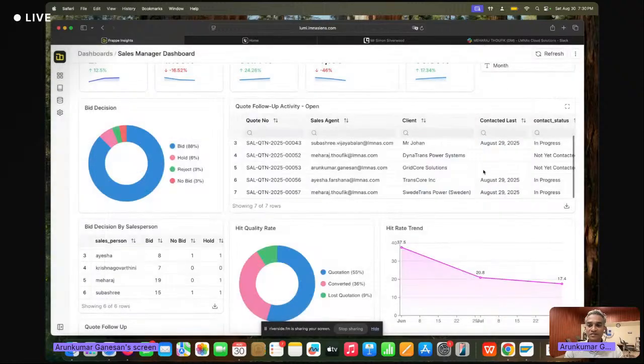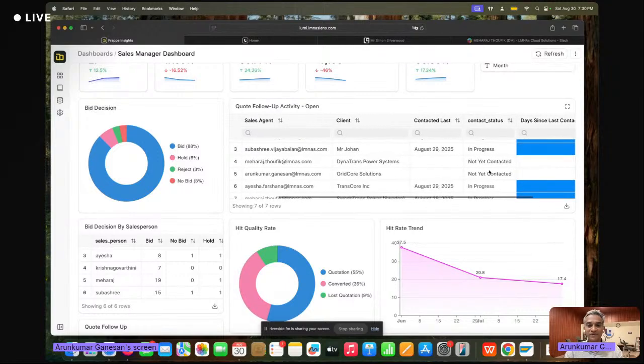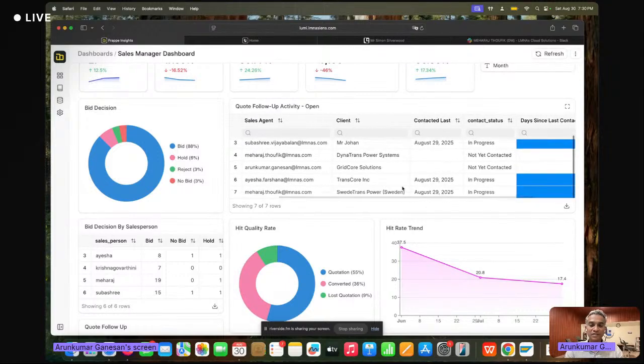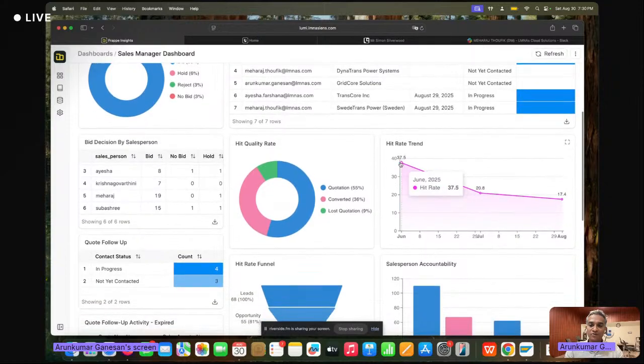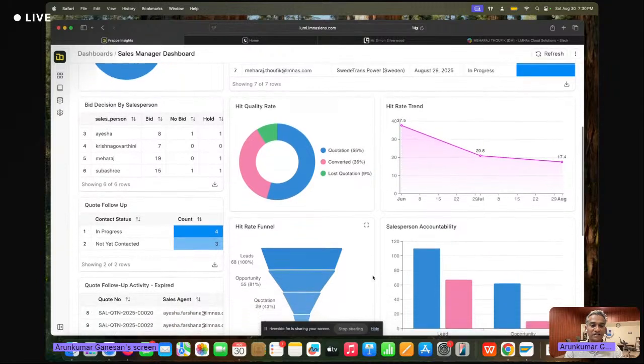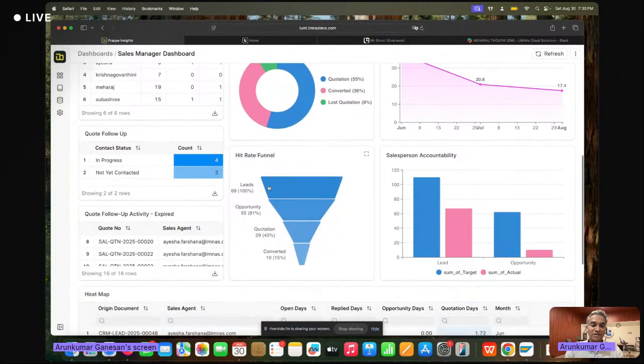So this is really a leakage, I would say. A lot of effort is getting leaked. And you also see a steady decline in the hit rate trend. These are quite common in most of the industries because of various different reasons. And if you see, the hit rate funnel looks okay, but not to the level we expect.